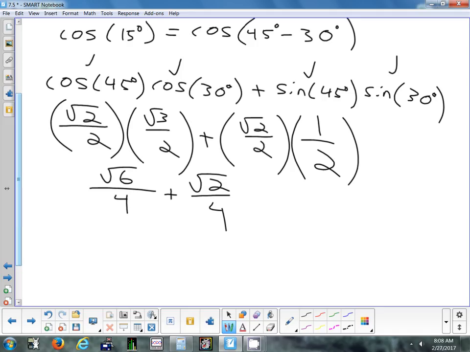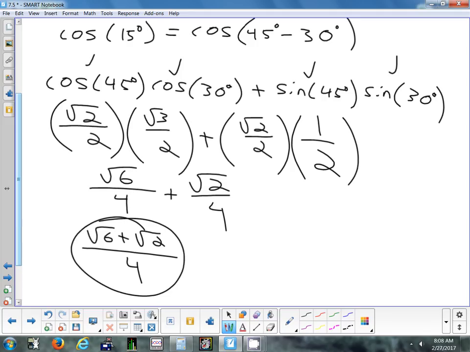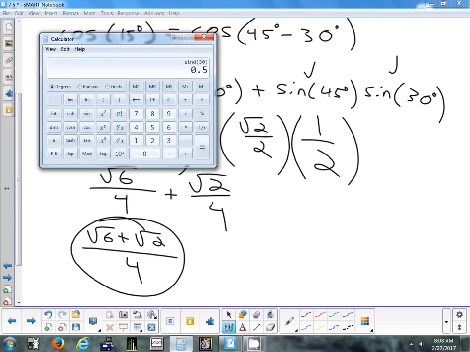Now, there's not much we can do other than just put one big denominator. And this time you keep the denominator the same because you're adding. Right? So the final answer is square root 6 plus square root 2 over 4. That's the exact answer, and that's as simplified as you can write it for cosine 15. Okay, we can easily check it.